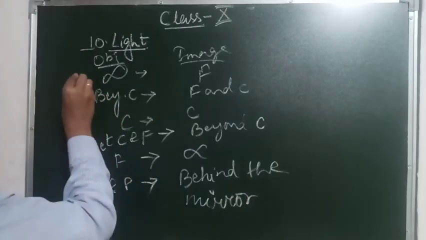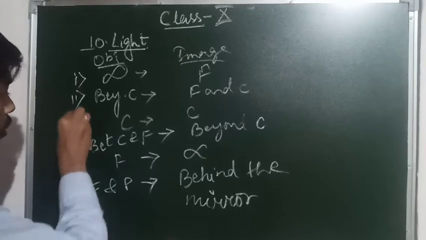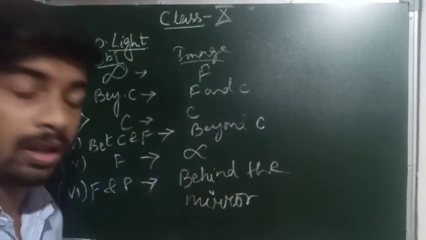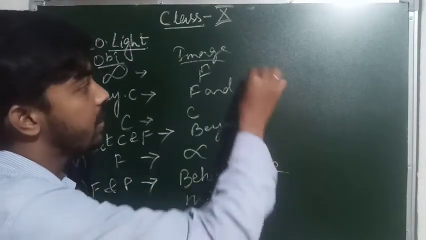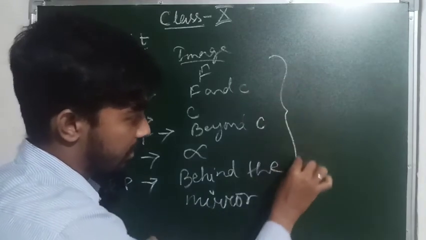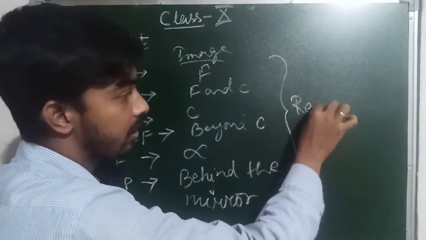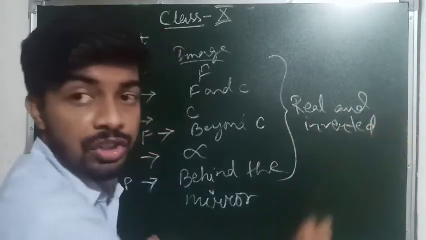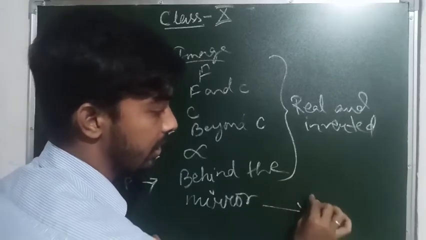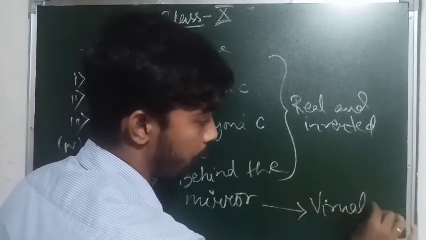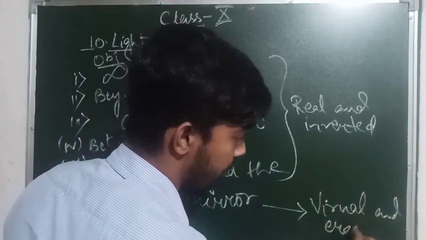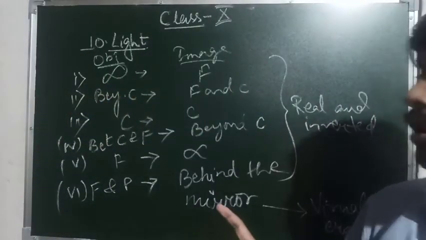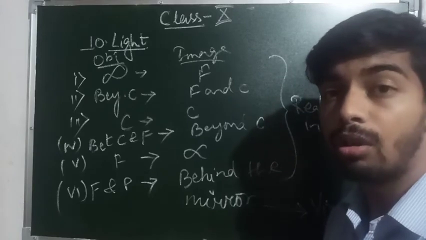So these were the 6 positions of the object for which we get 6 different positions of images. Out of these 6, these 5 gave us real and inverted image, and only the last position gives us virtual and erect image. So this was a quick revision of the different positions for the object to be kept for a concave mirror.